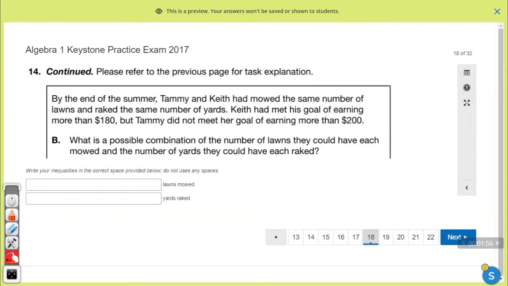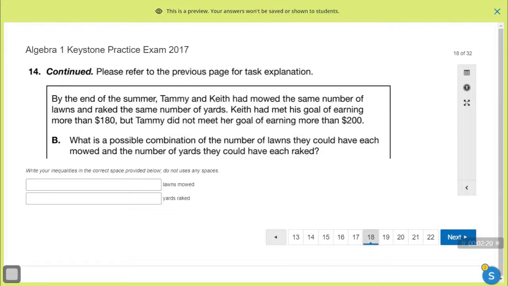Now if we continue on, it says, by the end of the summer, Tammy and Keith had mowed the same number of lawns and raked the same number of yards. Keith had met his goal of earning more than $180, but Tammy did not meet her goal of earning more than $200. What is a possible combination of the number of lawns they could each have mowed and the number of yards they could each have raked?